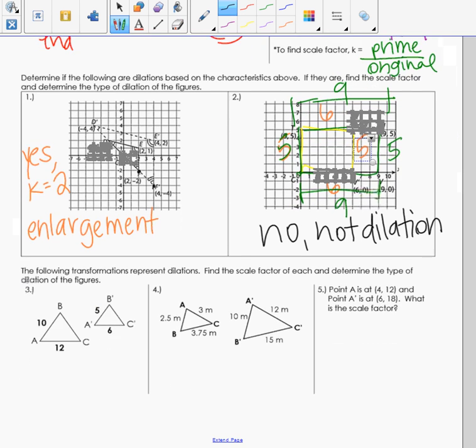All right. The only difference now is in 3, 4, and 5, it says, yes, they are dilations. So we know they are. And we want to find the scale factor of each and determine the type. Okay, so this is kind of like the example at the top.